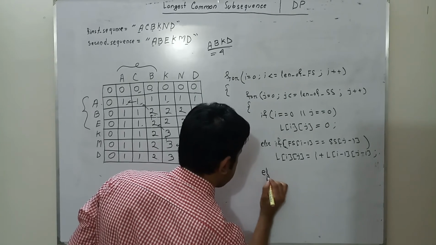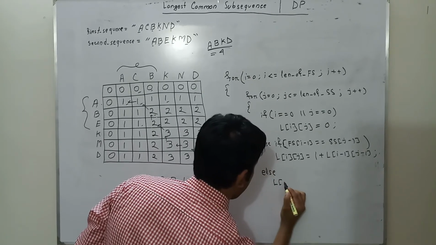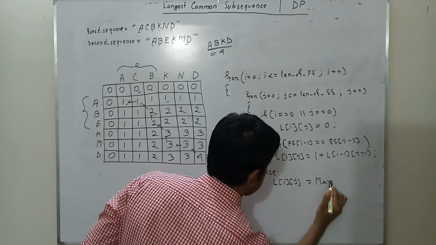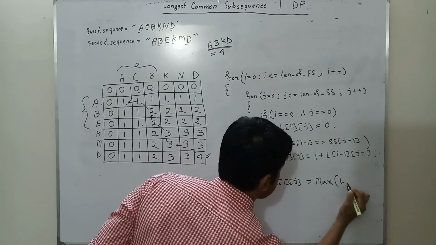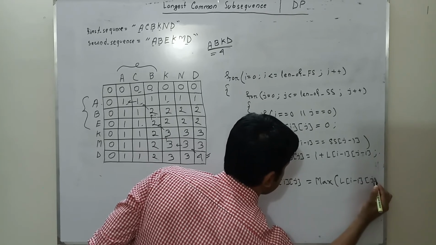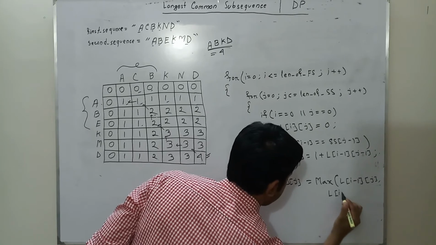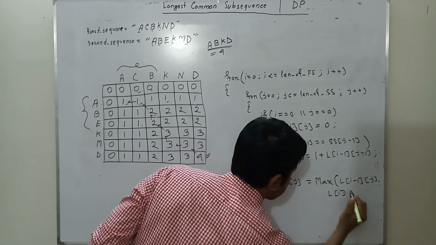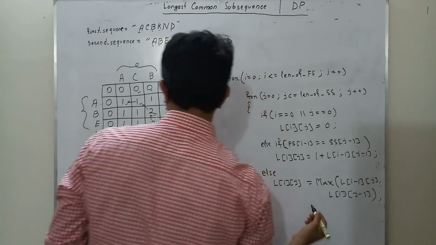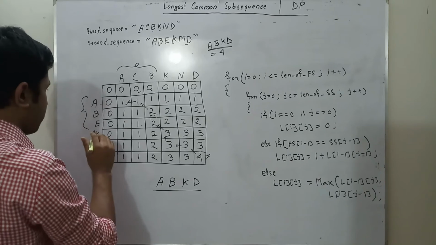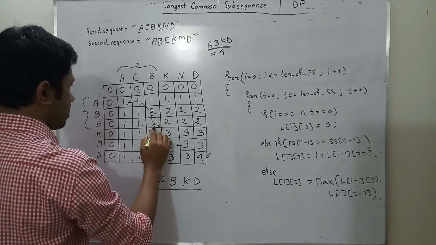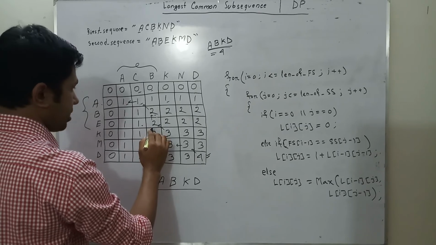Else, if not matched, then we take the maximum value of either the previous column, j minus 1, or the maximum value of the previous row, i minus 1. This will cover the case where the characters will not match. Suppose E not matched with B. Here the maximum value of this field or this field, the maximum of 2, here we cover these two.